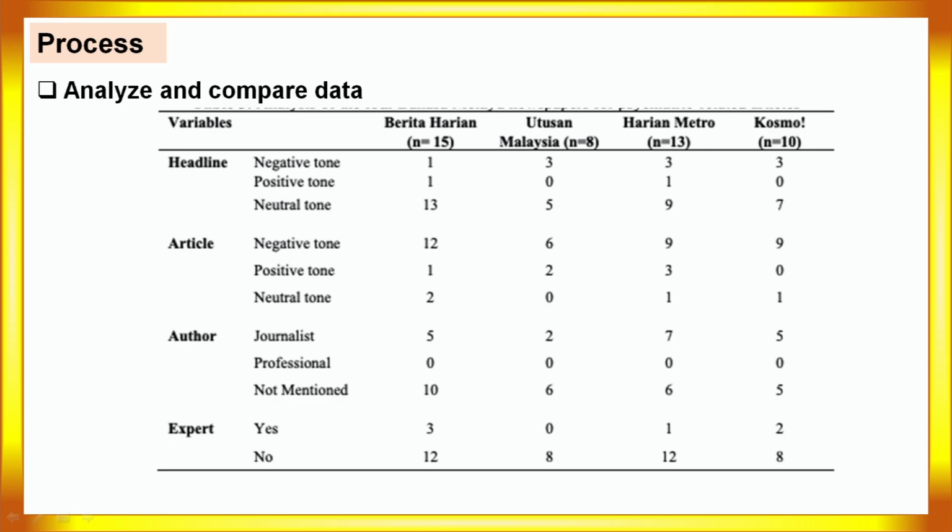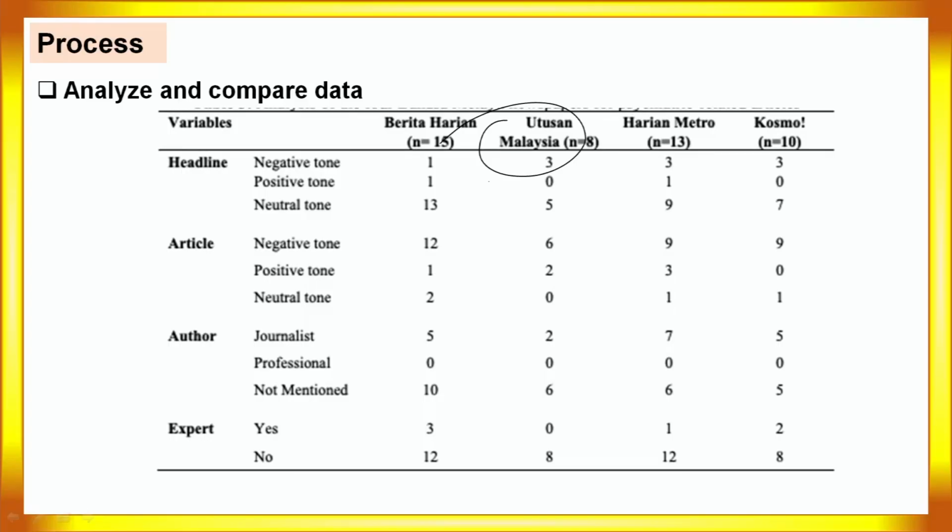Here the comparison points were set based on the different parts of the articles: they analyzed the headline, the article, the authors, and the experts. On the sentiment coding, that is the negative, positive and neutral tone, their frequencies are calculated. After calculating all those frequencies, you can use a statistical test to find out their distribution or trend.